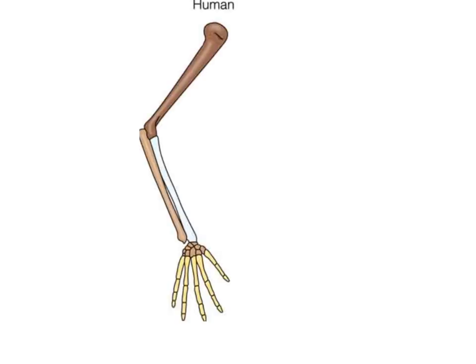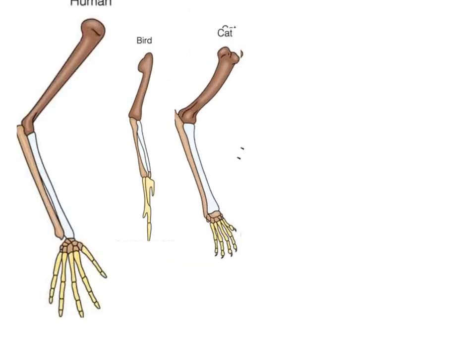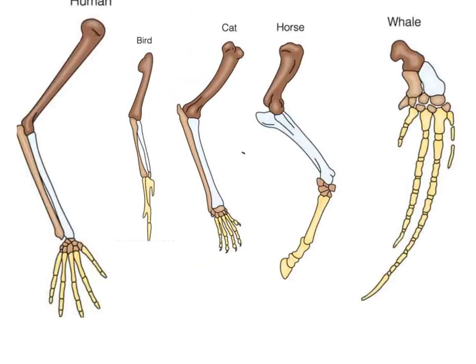Consider the structure of your arm. Humans have one upper bone connected to two lower, thin bones, and those are attached to small carpals in the hand, which are hand and wrist bones. While multiple other species, including bird, cat, horse, and whale, all have the same exact structure, meaning that they all came from a common ancestor.